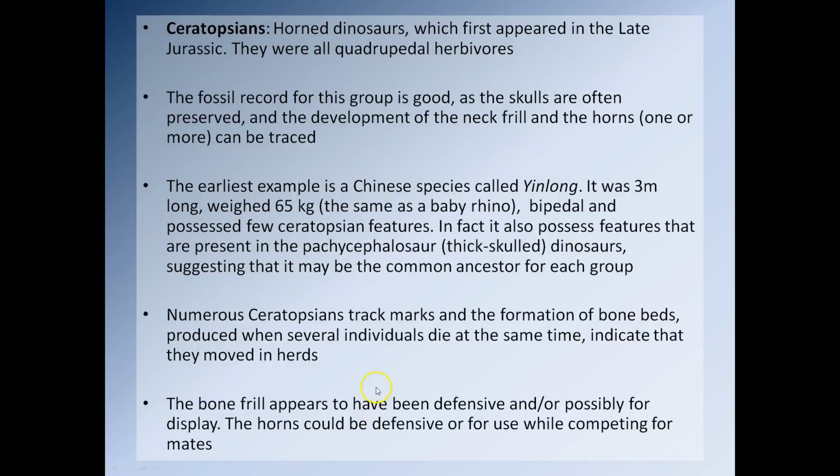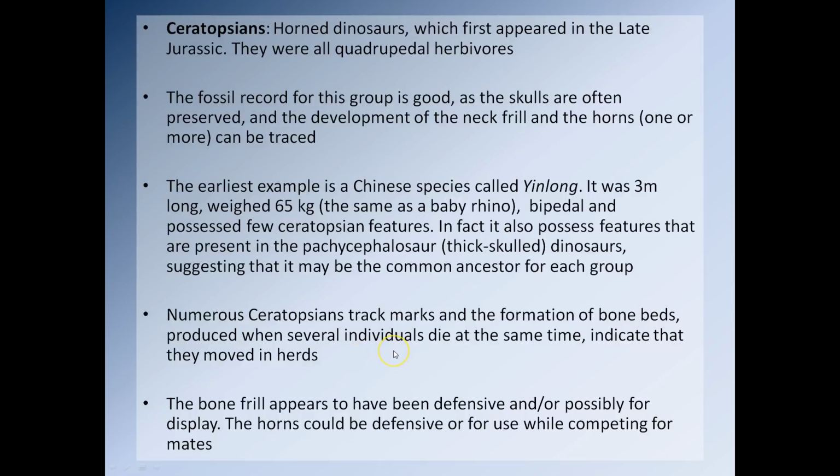So we have numerous Ceratopsian track marks, and we also have bone beds produced when several individuals die at the same time, and they all indicate that Ceratopsians most likely moved as herds, and those herds probably contained not only adults, but also juveniles and relatively young dinosaurs. So think of a herd a bit like a modern-day elephant herd.